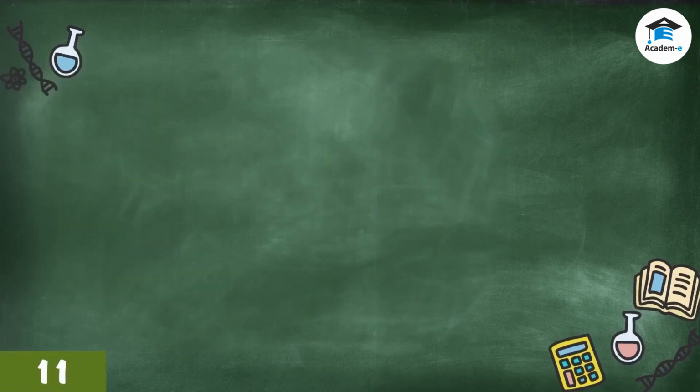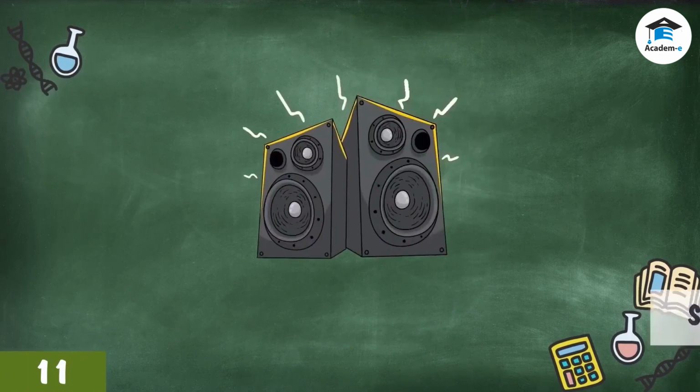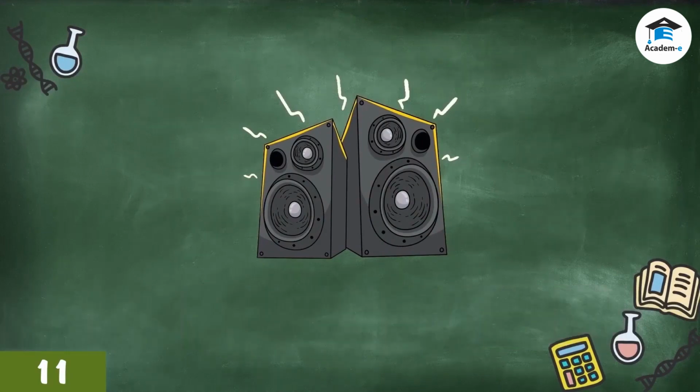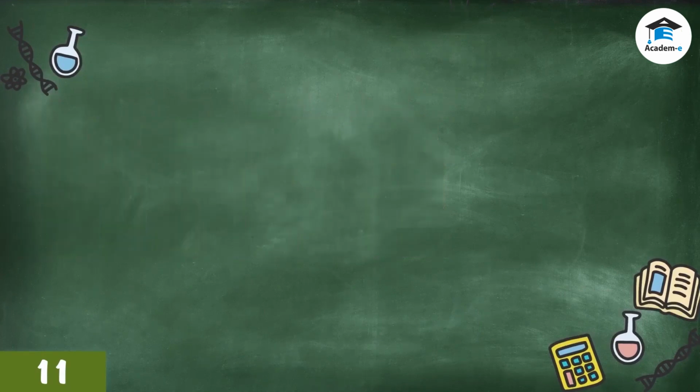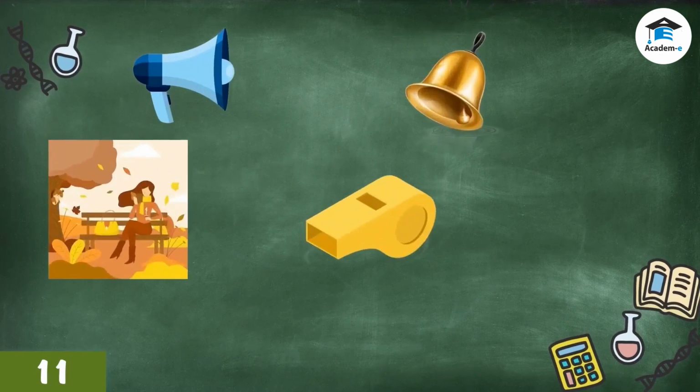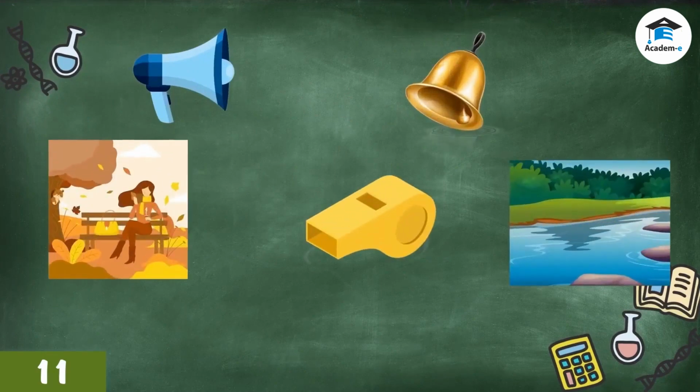The seventh form of energy is the sound energy, which is produced by vibrating objects. Vibrating objects have the energy that sets the air around to vibrate. You hear sound when the sound waves made by vibrating objects reach your ears. Horns, bells, whistles, gentle breeze of wind, and flowing water in a brook produce sound.